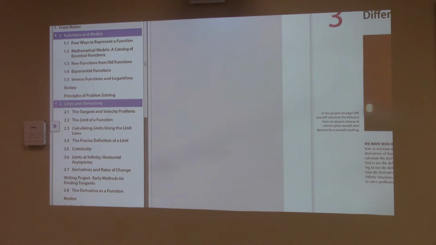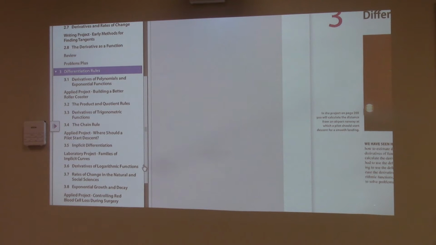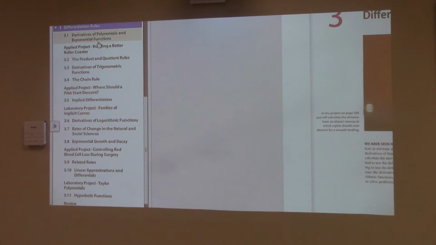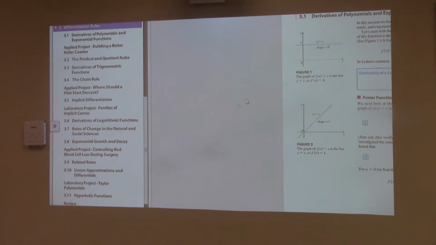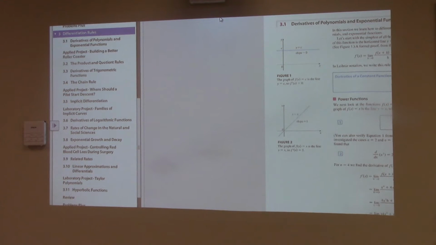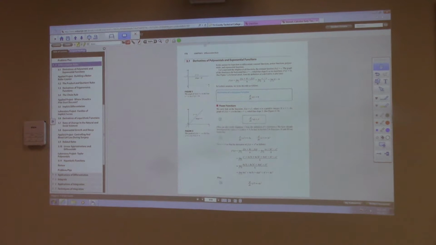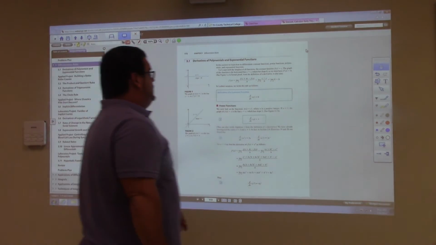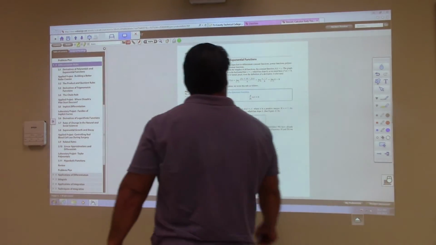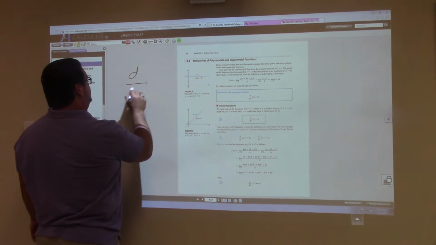Now, Chapter 3 is where we start the derivative rules. In other words, you don't have to do what we've been doing, the difference quotient. So let me move you over to Chapter 3. And the first rule, how do you write a derivative? Well, as you can see on page 172, they write their derivative like this: d over dx.